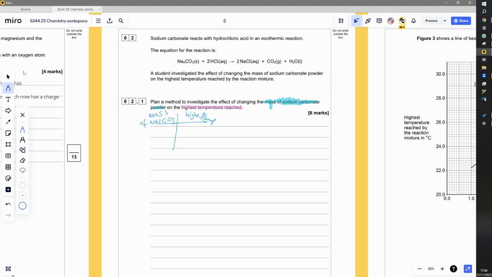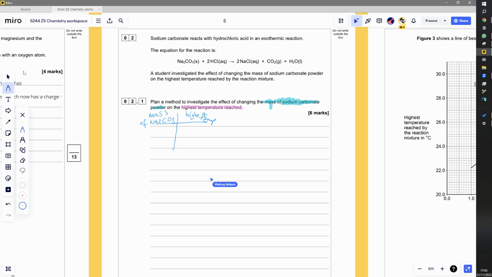But we could probably do a bit better than this. How would we make sure that we're measuring the highest temperature? Well, we're probably going to keep our thermometer in the reaction, in the test tube or whatever it is that we're doing the experiment in, and we're going to keep looking at it until it stops rising. And at the point it stops rising, that is what our highest temperature is. So saying something like that will probably get us an extra mark.